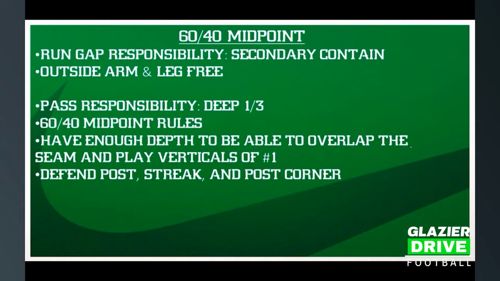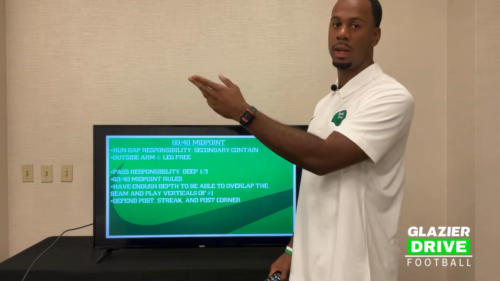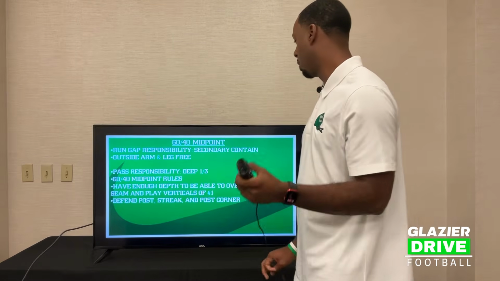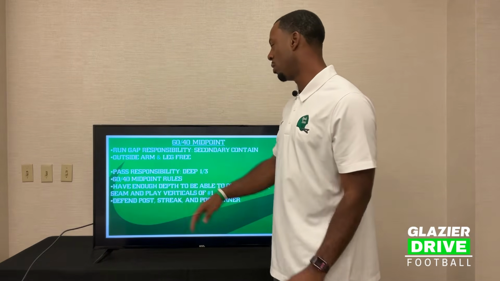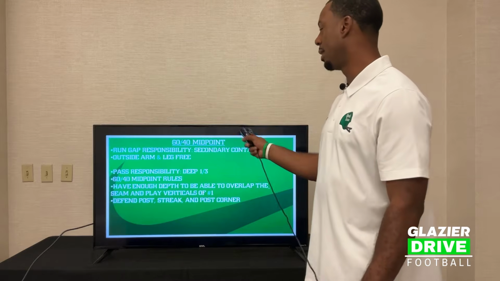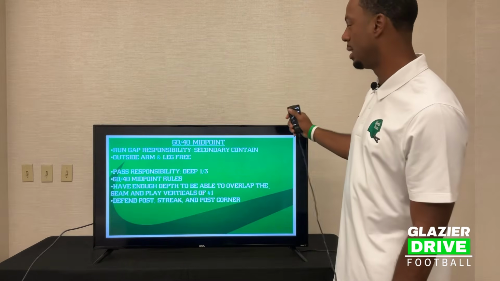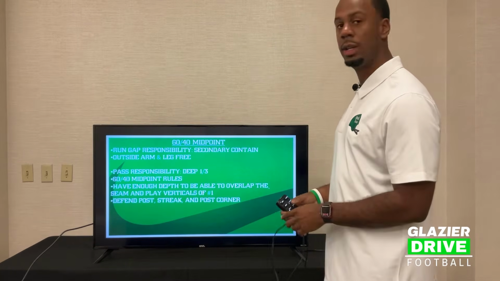So here, just going over the corner responsibility. Now, 60-40 midpoint. Some people call it 60-40, which means if I get 2 verticals, I have to lean on the number 2 vertical 60% and be on the number 1 receiver 40%. Some people call it midpoint. But even if it's midpoint, I still need to lean more to 2 than 1 so I can overlap the seam. Run responsibility. This is our number 1 rule, outside arm and leg free. So nothing can get outside of us. We have to turn everything back into the defense when it comes down to a run in the perimeter.